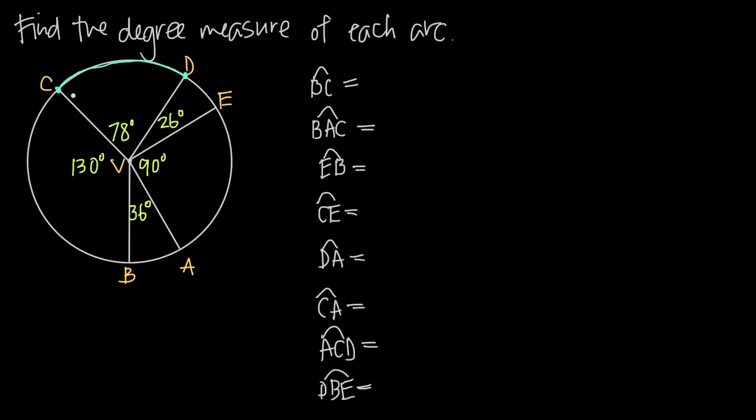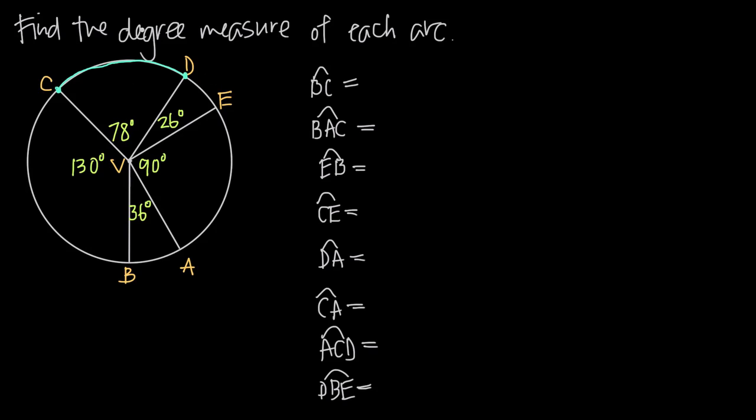And when we say intercepted arc of the angle CVD, we're talking about specifically the arc that has its endpoints on the edges of the angle, where all of the points on the arc are on the interior of the angle. So the intercepted arc of angle CVD is just arc CD.